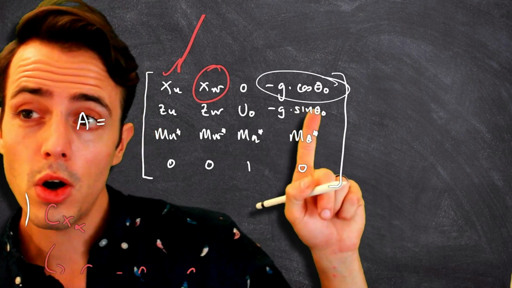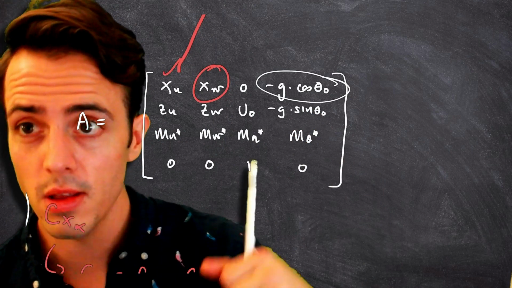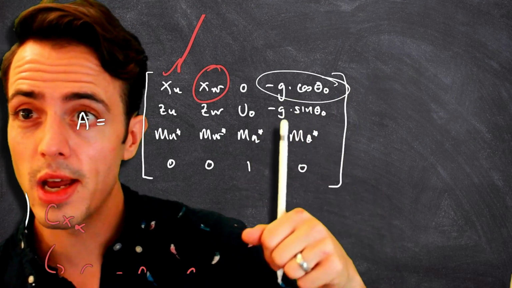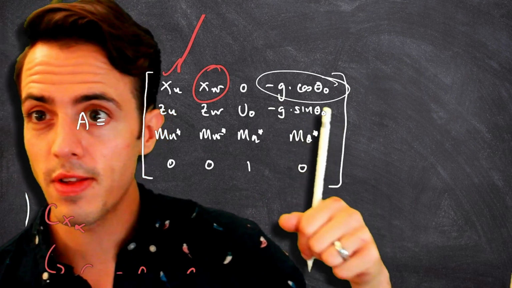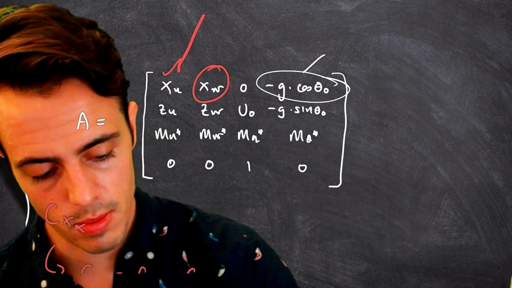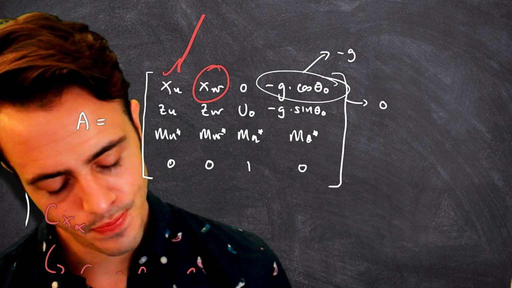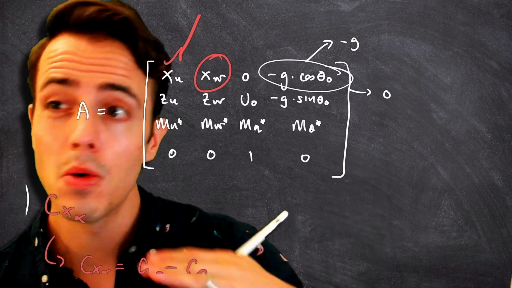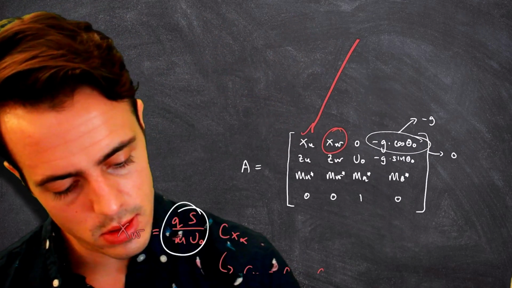We are not told theta naught in this, but we assume it's 0 in this case. So we just end up with G, and since sine 0 is 0, this ends up as a 0 term here. So this becomes minus G, and this becomes 0 for our case. If we're not told theta, we can just assume it's 0. Let's do ZU now.